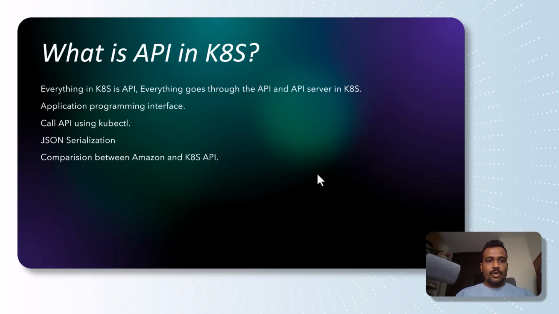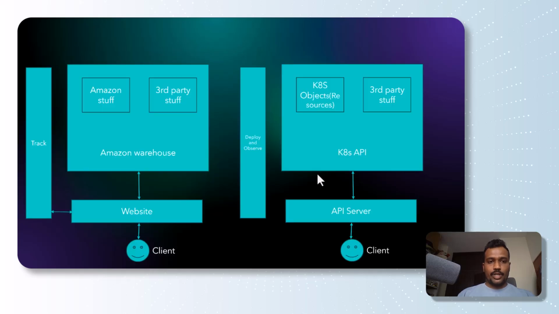So everything in Kubernetes is an API, everything goes through the API server in K8s. Whenever you send a request using a kubectl command, the request goes to Kubernetes via the API. So we call the API using kubectl, and we will also try to understand what is JSON serialization and deserialization, and the comparison between the API and Kubernetes.